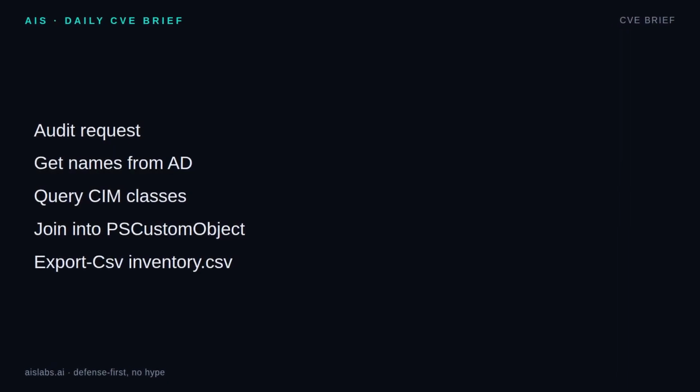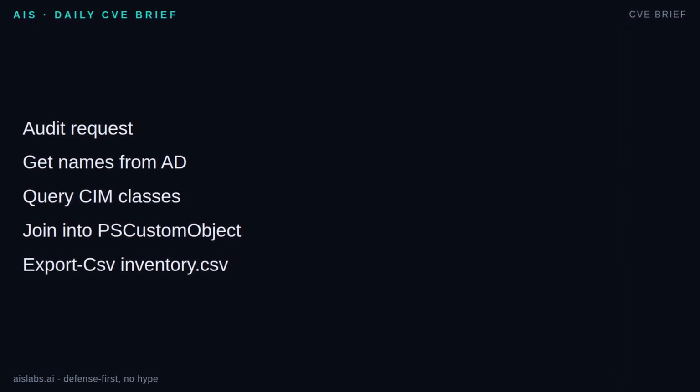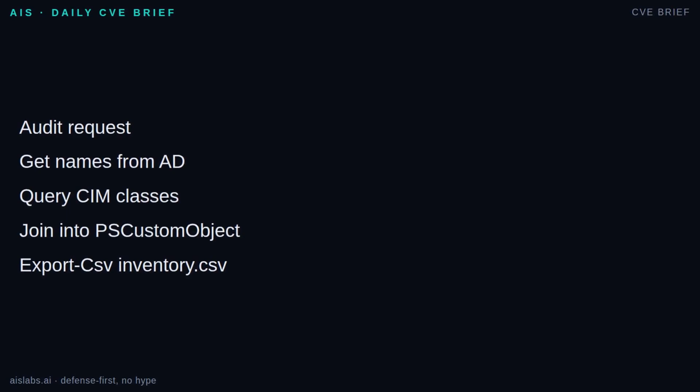Here is the real workflow. Audit asks for all Windows 11 laptops in a help desk support group: model, serial, memory, operating system build, and C drive free space. You get computer names from Active Directory, or from your ticketing export if that is what you trust today. For each name, query Win32_ComputerSystem, Win32_BIOS, Win32_OperatingSystem, and Win32_LogicalDisk.